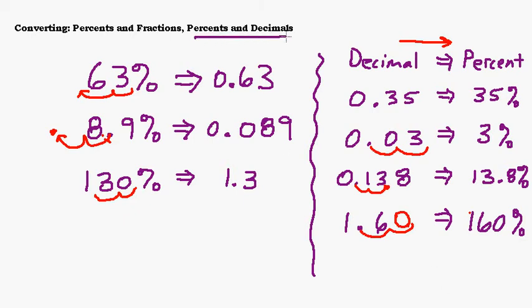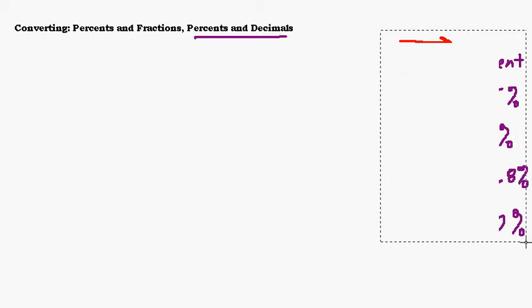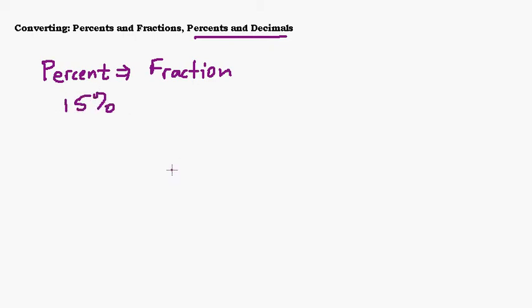Alright, so that covers percents to decimals. Let's talk about fractions. Fractions can be a little more complicated. Let's start with a percent to a fraction. That's probably the easiest, and we've already talked about it a little bit. Well, we know what percent means, right? Percent means per 100. So 15% literally means 15 per 100. There you go. Boom. You got your fraction. Pretty easy. Now, we should reduce it.